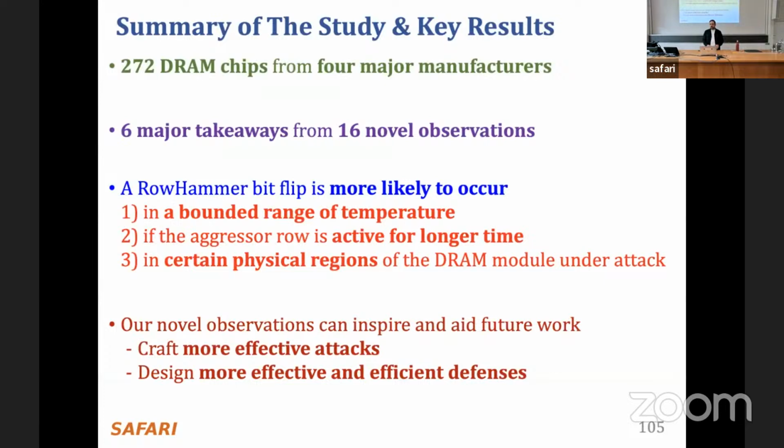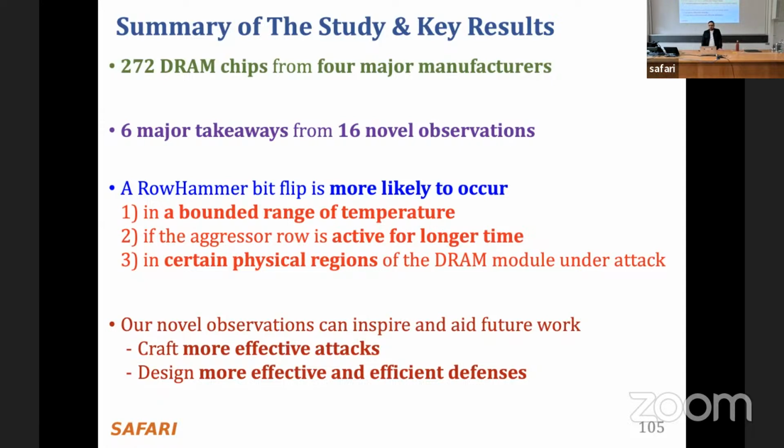And we test 272 DRAM chips from 4 major manufacturers in the study. We add Nanya on top of Samsung, Micron, and Hynix. And we come up with 6 major takeaways, 16 new observations. We summarize those by saying that RowHammer bit flips are more likely to occur in a bounded range of temperature. So it's quite interesting, actually. It's not like you increase the temperature and everything gets worse. Sometimes increasing temperature reduces the probability of having a bit flip in a DRAM cell.